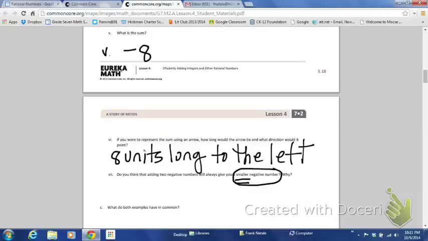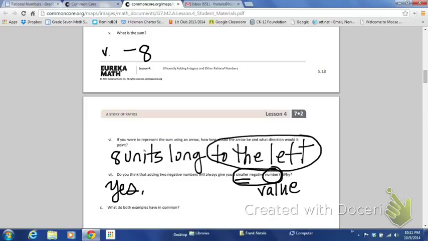So do you think that adding 2 negative numbers will always give you a smaller negative number? The answer is yes. That number will get smaller. Instead of saying smaller negative number, you could say smaller negative value, or think in terms of temperature. And again, the key is to the left. Numbers get smaller as you move to the left. They get larger as you move to the right.